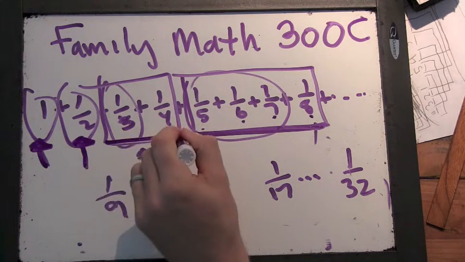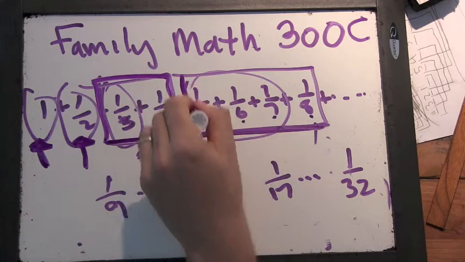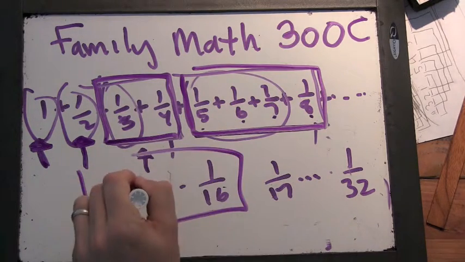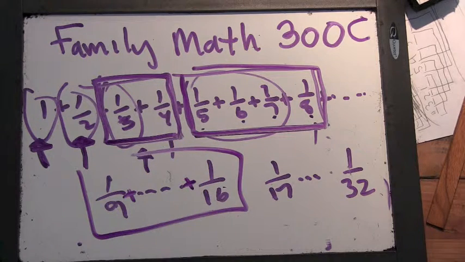And this box is bigger than a half. That box is bigger than a half. What about this box here? That's going to be 1/9 plus all the way up to plus 1/16. Yeah, this is also bigger than a half, because 1/16 is an eighth of a half, and all the rest of the numbers are bigger than 1/16.